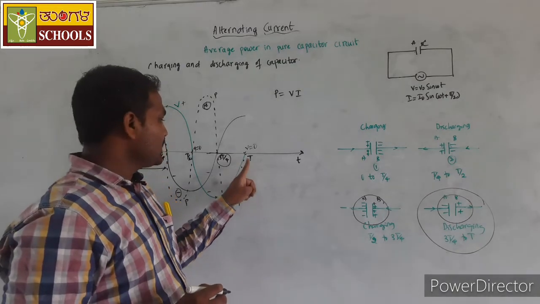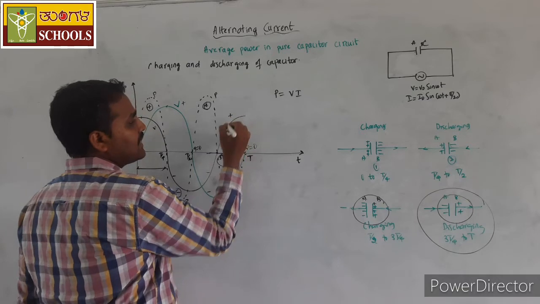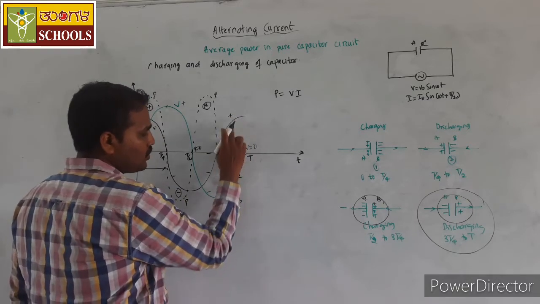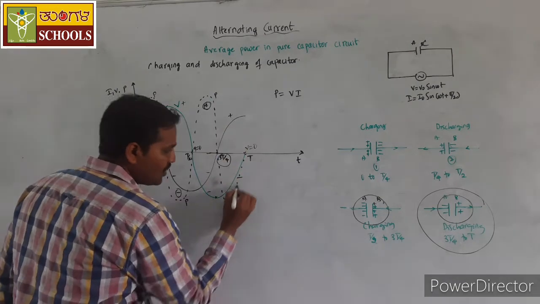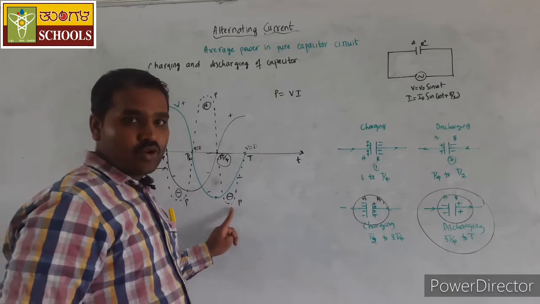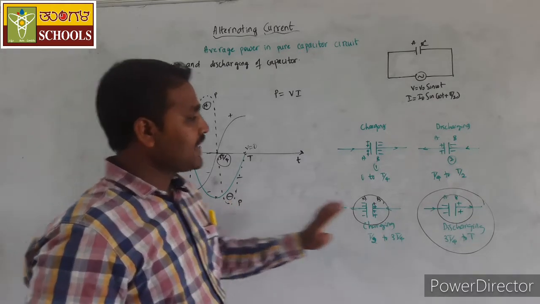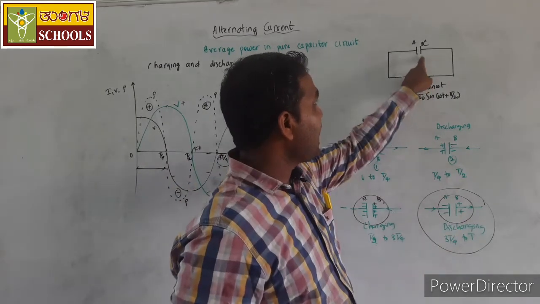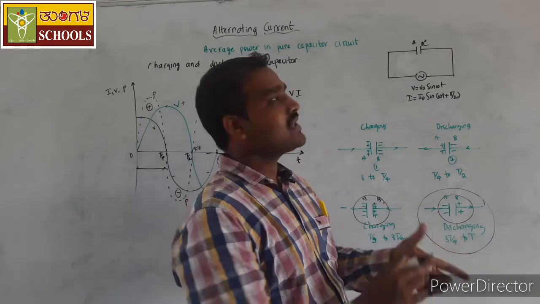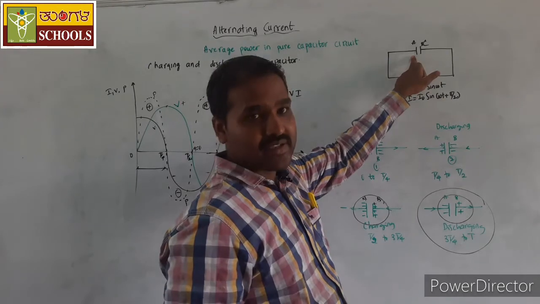During this cycle, the voltage is negative and the current is positive. The product of this negative voltage and positive current is again negative. So the power is negative during the fourth quarter of the cycle. This negative power indicates the energy is given back to the source. During the discharging of the capacitor, what happens? The energy is again provided to the source by the capacitor.